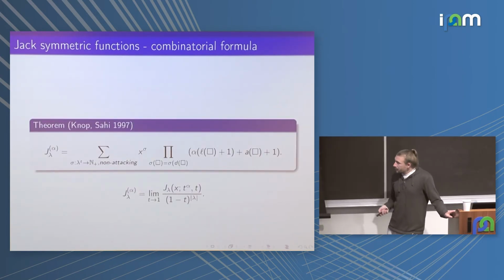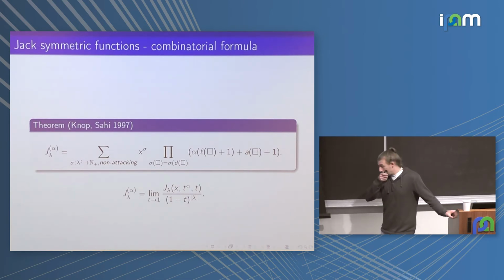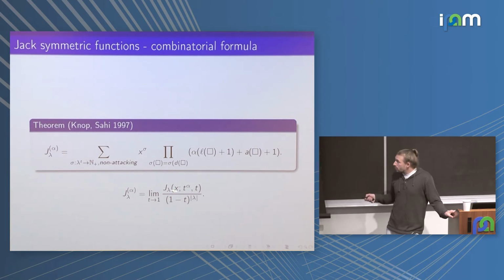And maybe the last comment for those who like Macdonald polynomials: Jack polynomials can be seen as a specialization of Macdonald polynomials. What you should do is take the integral form of the Macdonald polynomial, and for q, you should put t to the alpha. You divide it by 1 minus t to the degree of the polynomial, which is the number of boxes in lambda, and you take the limit t equal to 1.